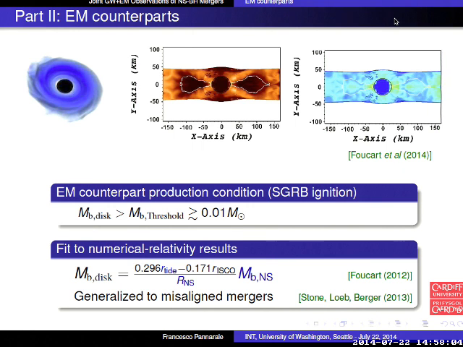Given the initial parameters of the system, the way to predict the disk mass is to use this fit that Francois Foucart came up with in 2012. He took all the available numerical relativity results back then and fitted them with a good guess of the dependency of the disk mass on the relevant quantities. There are, in particular, three lengths: the tidal disruption radius, the ISCO radius, and the neutron star radius.